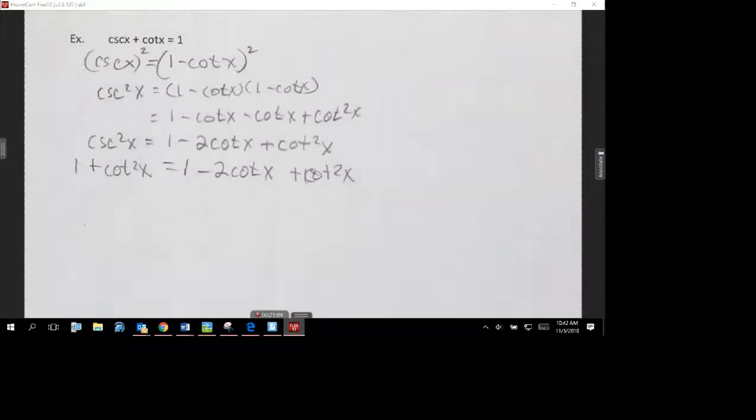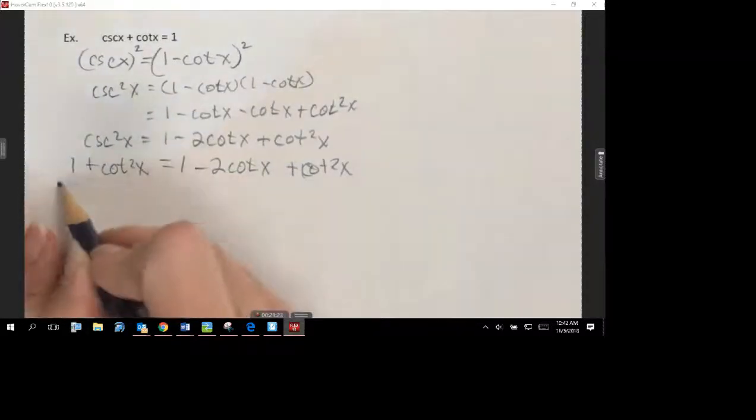So we're manipulating this equation so that now we can solve it. And since we have a cotangent and we also have a cotangent squared, probably going to be by factoring. So I need to make it say equals 0. Which side should I make equal 0? Left side?